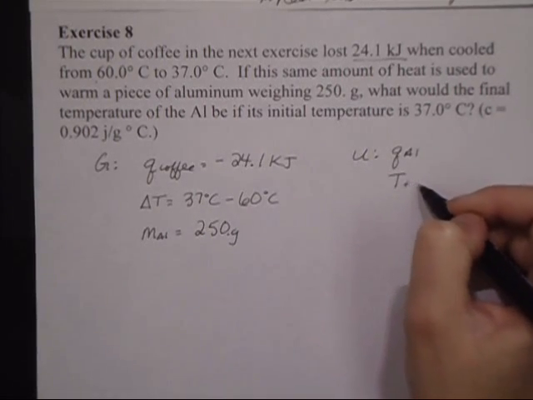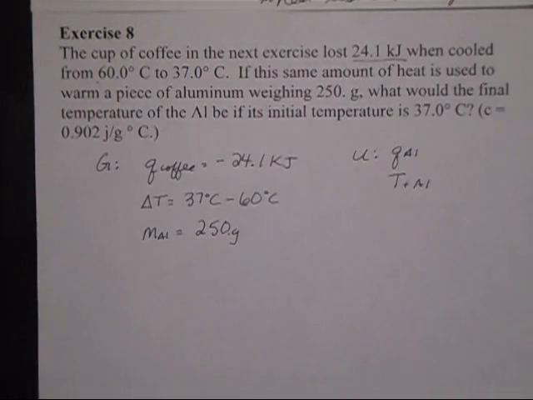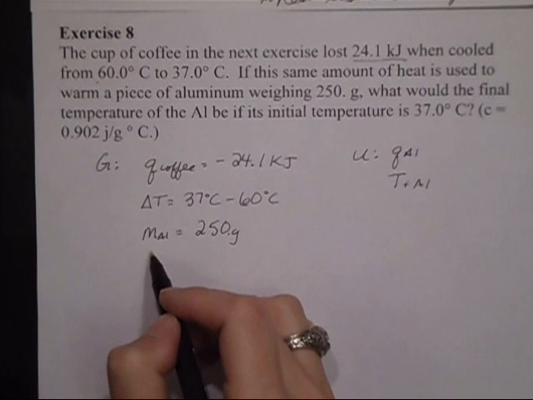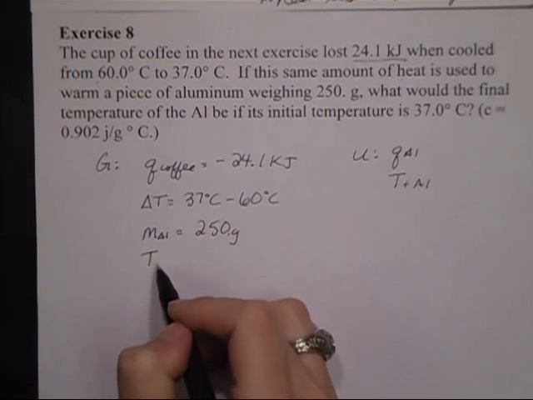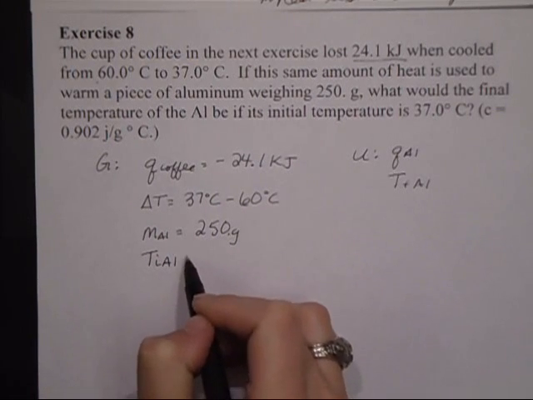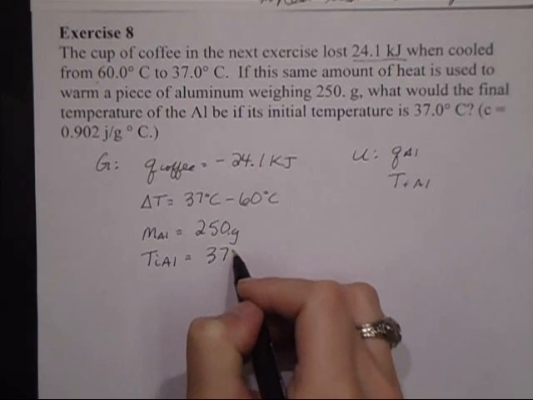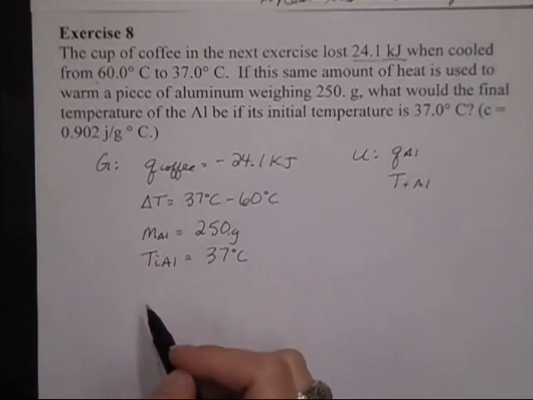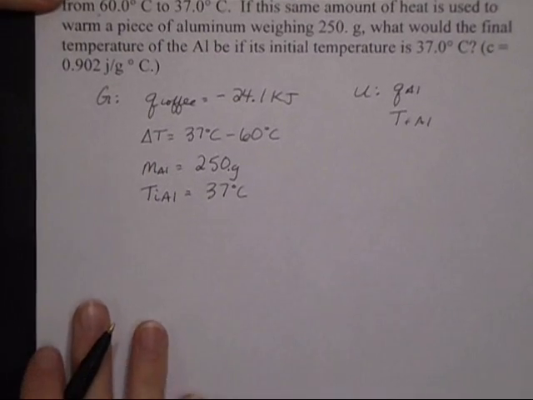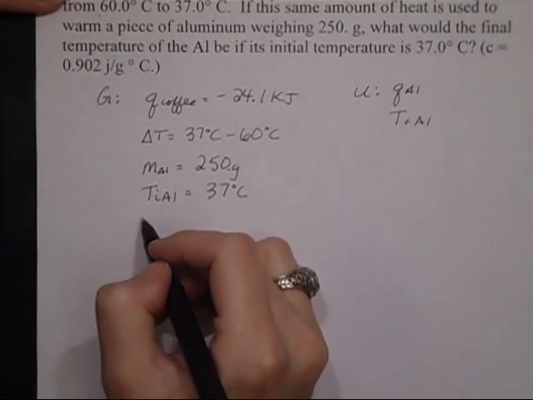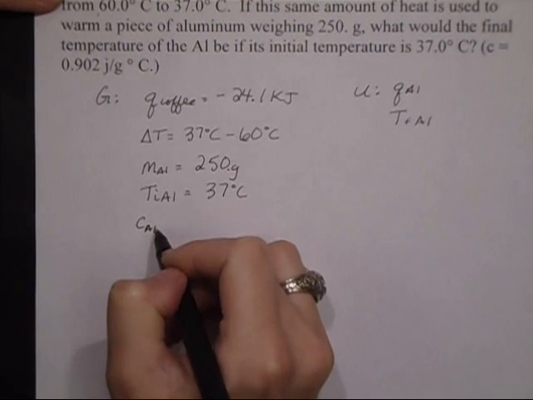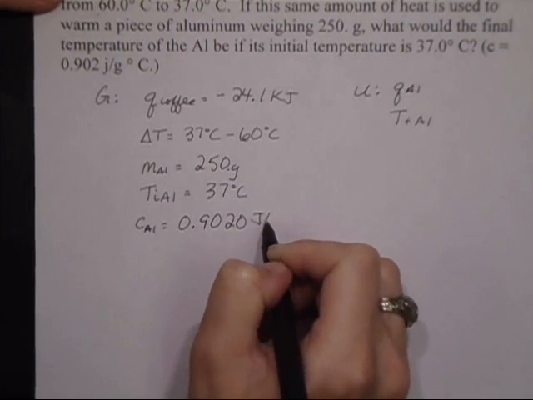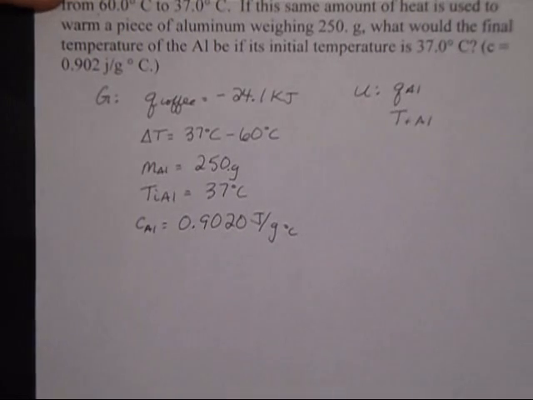Oh, we have another one. T final aluminum. If the initial temperature is 37 degrees Celsius, so T initial aluminum is 37 degrees C. And then it also tells me the specific heat of the aluminum, 0.902 joules per gram degree Celsius.